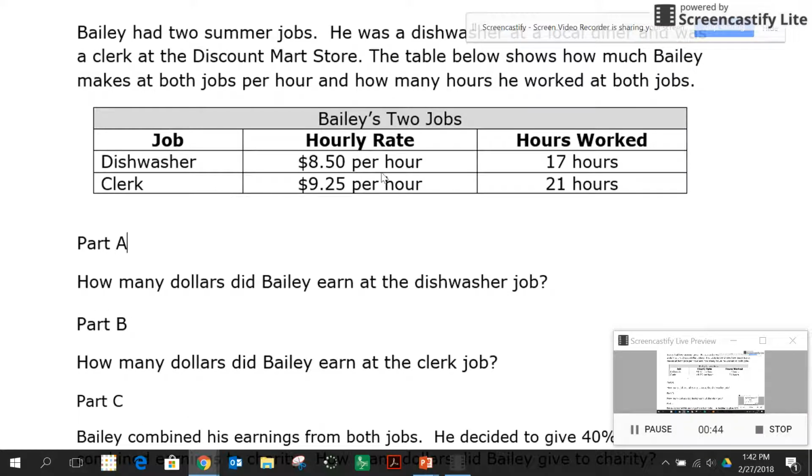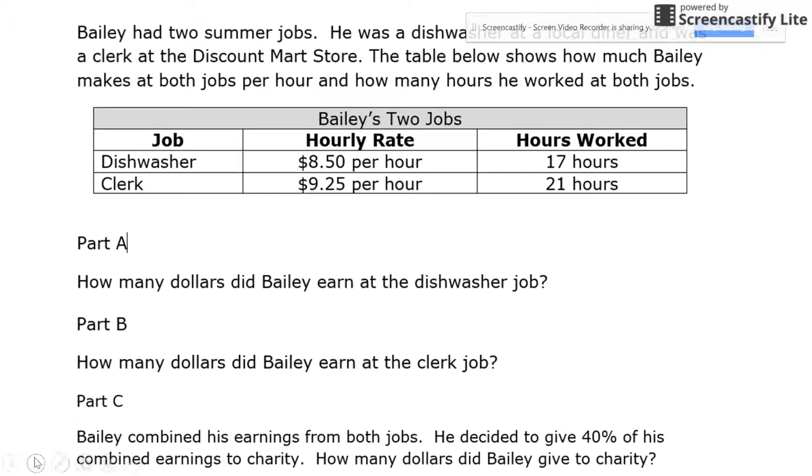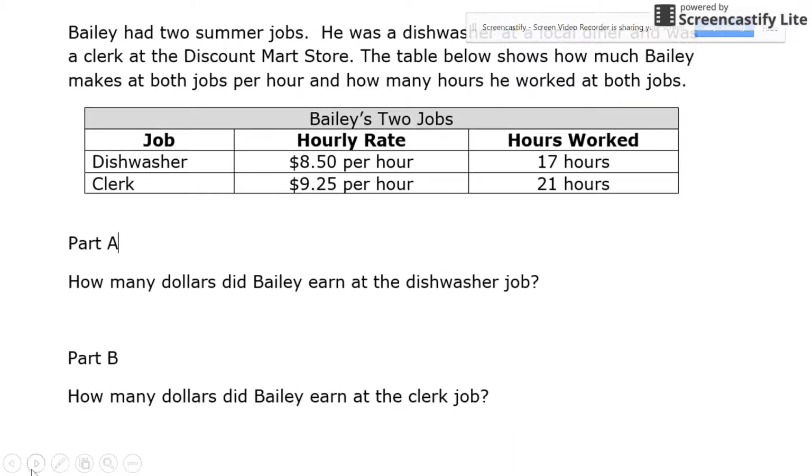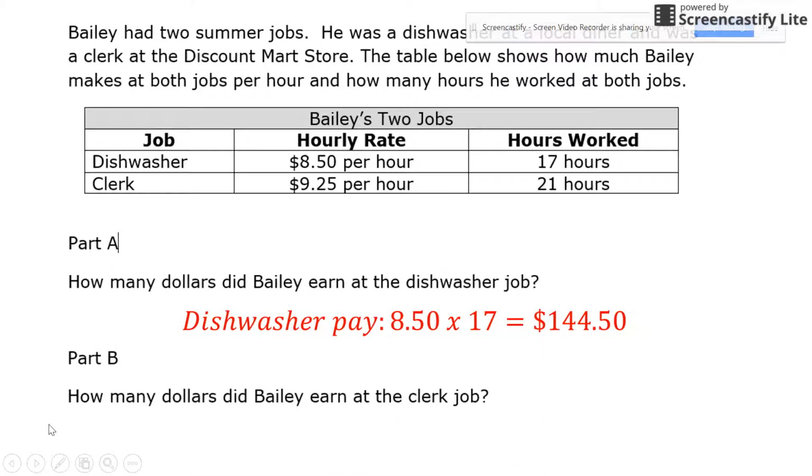That's the first question. So we'll be using this number. How many did he earn at the clerk job? They'll be using this number and then combining and then answering a further question about those. So the first part, pretty straightforward. Pay times the hours equals the total.